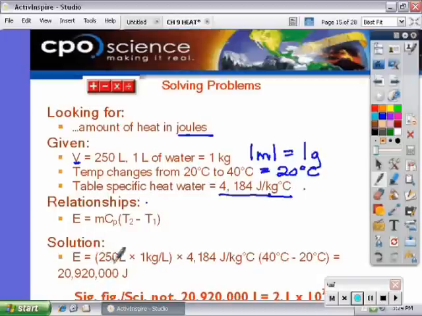So you figure out what your volume is, your specific heat, and your temperature difference. And you plug and chug and get your answer in joules. So you get 20,920,000 joules. That's a lot of energy. And again, it's because we have water. It has a high specific heat, so it takes a lot of energy to change that temperature.